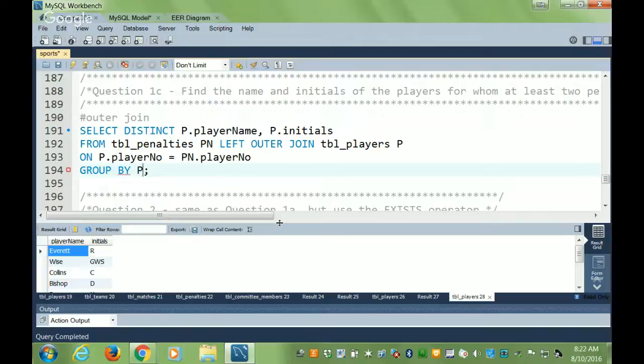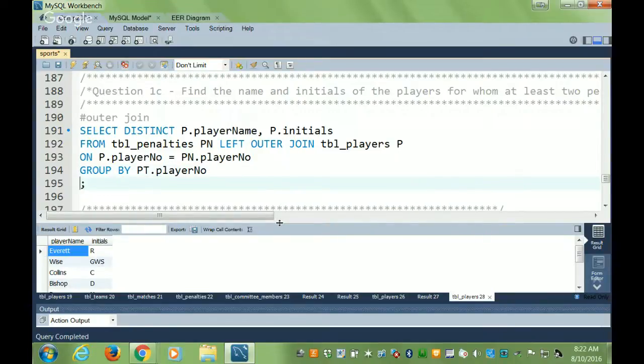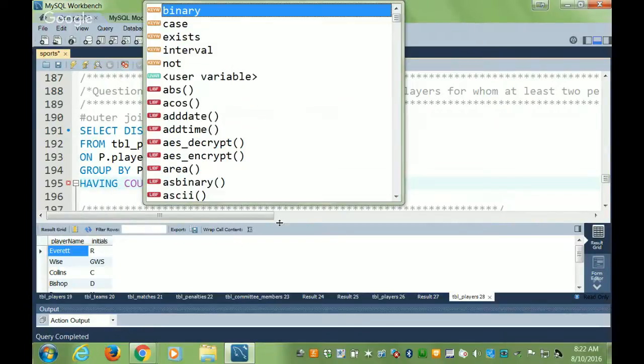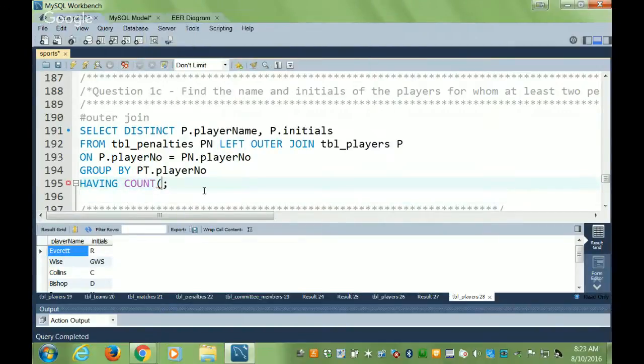Group them up. So take your PT table and group up the player number. Right, so I've grouped up all people of the same player number. And now I only want to pick up those where the count of, count of what now? Player number is greater than or equal to 2, or you can say greater than 1.